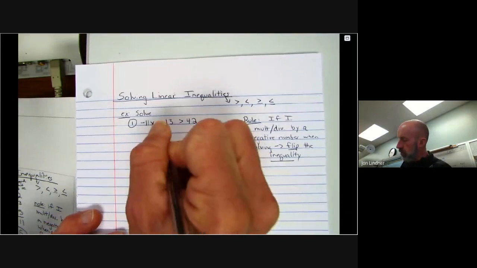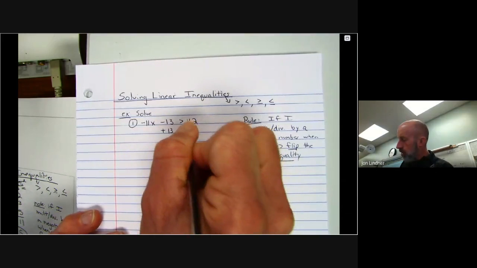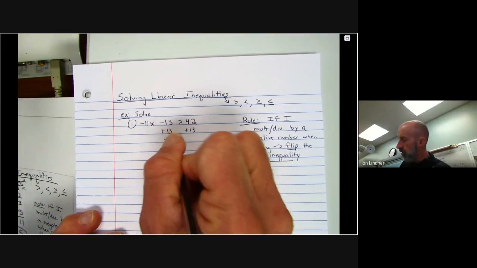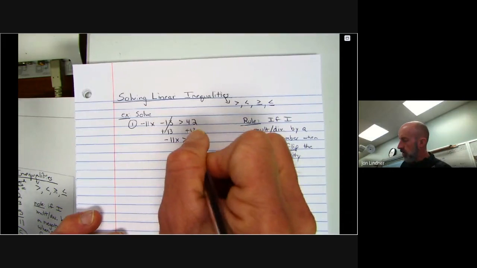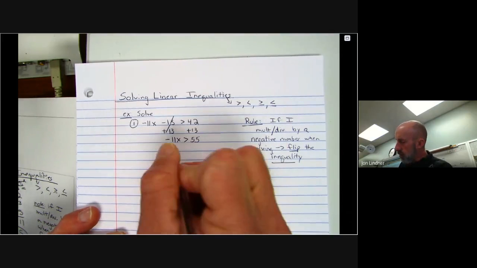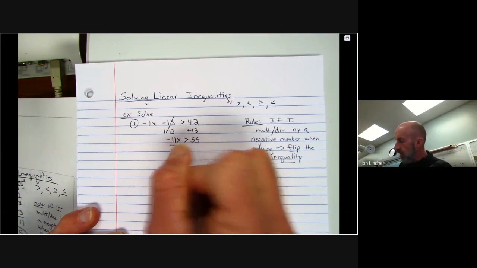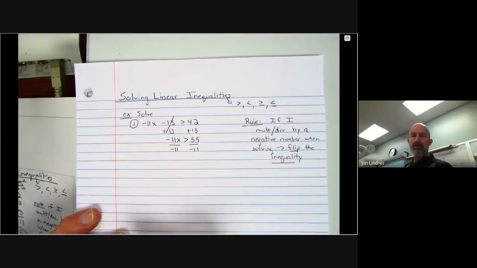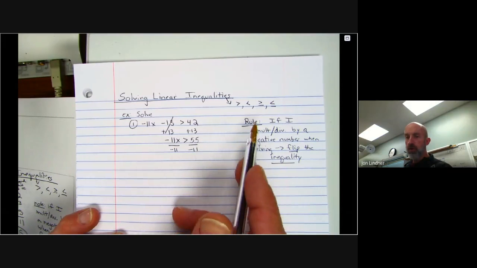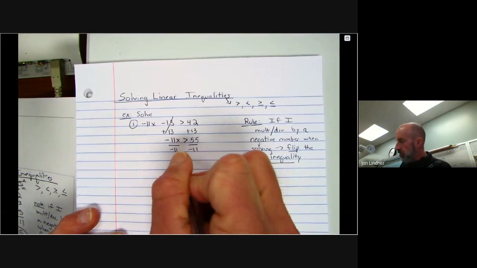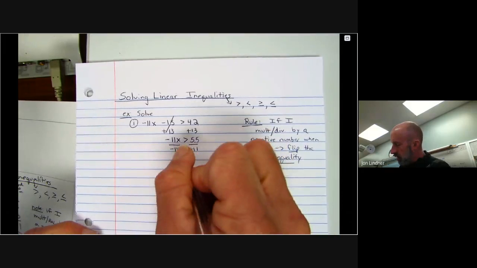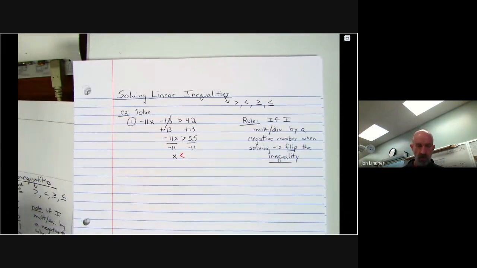So let's get into this first problem. I would add 13 to both sides first. And now I have negative 11x is greater than 55. To finish solving this problem, I need to divide by negative 11. Well, I divided by a negative when solving, so I have to follow this rule and state my answer as not x greater than, but x less than negative 5.